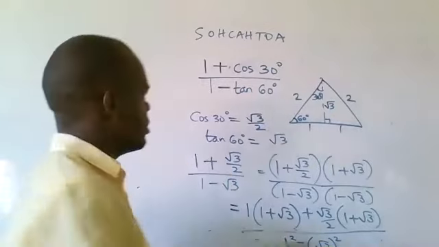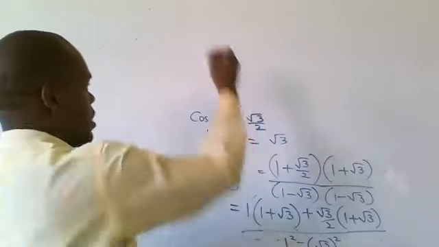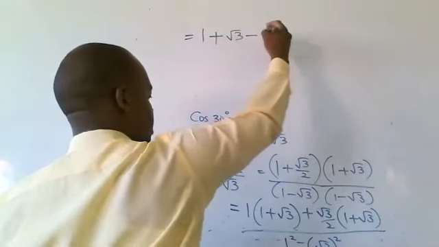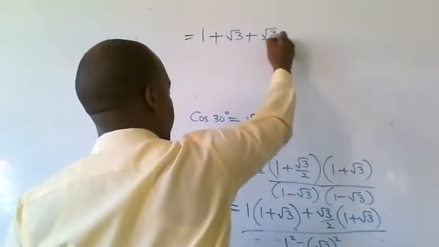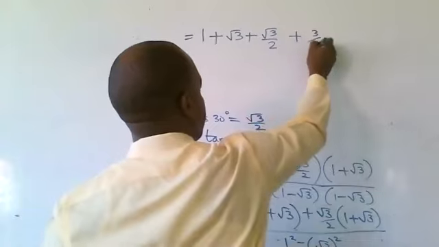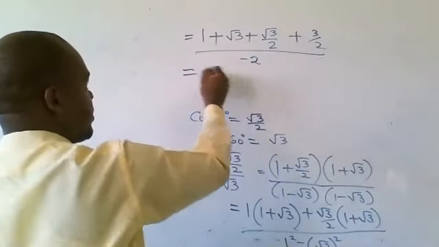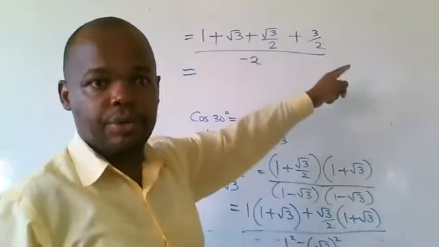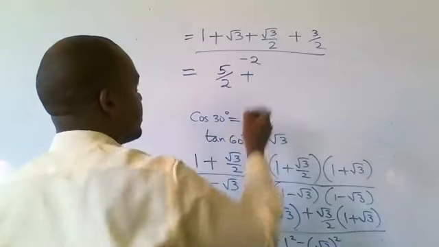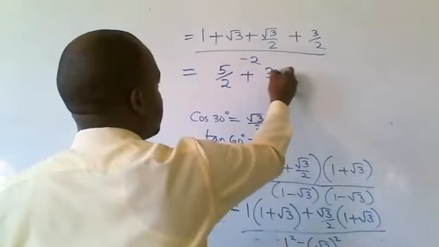So we are almost clearing. And then here we have 1 plus square root of 3 plus square root of 3 over 2 plus, this is 3 over 2 over 1 minus 3, which is negative 2. Now this comes to 1 plus 3 over 2, 2 over 2 plus 3 over 2 is 5 over 2. So 5 over 2 plus, so this is 3 square root of 3 over 2.